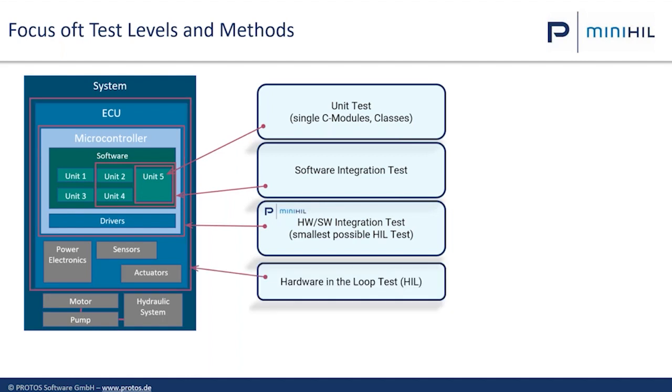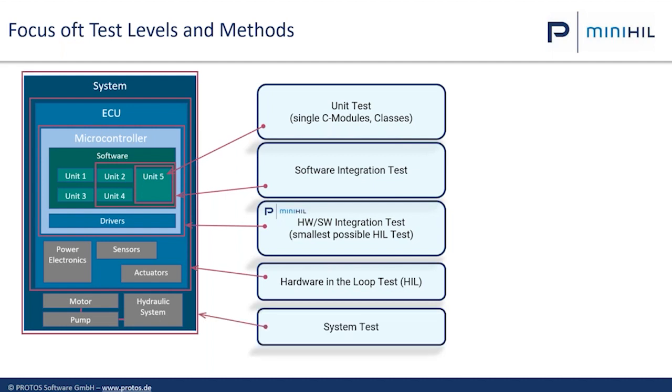The next level would be the hardware in the loop test, the big hardware in the loop test with the power electronics, with the sensors, with the actuators. So you test the complete ECU. And the last level is the real system test, including all the hardware and so on. So that's something you need to do at the end of your product development, but you do not need to do this after every software change.